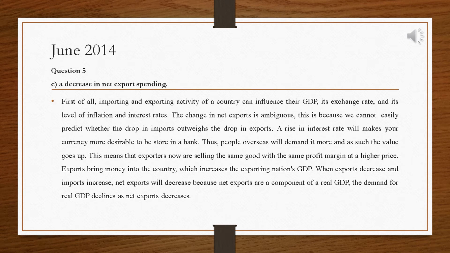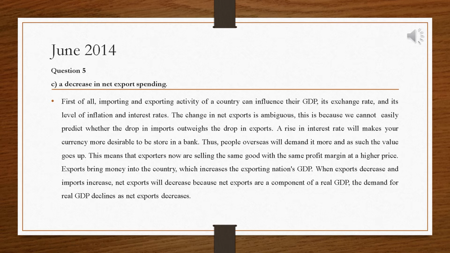First of all, importing and exporting activity of a country can influence the GDP, its exchange rate, and its level of inflation and interest rates. The change in net exports is ambiguous. This is because we cannot easily predict whether the drop in imports outweighed the drop in exports. A rise in interest rate will make your currency more desirable to be stored in the bank. Thus, people overseas will demand it more and as such the value goes up.